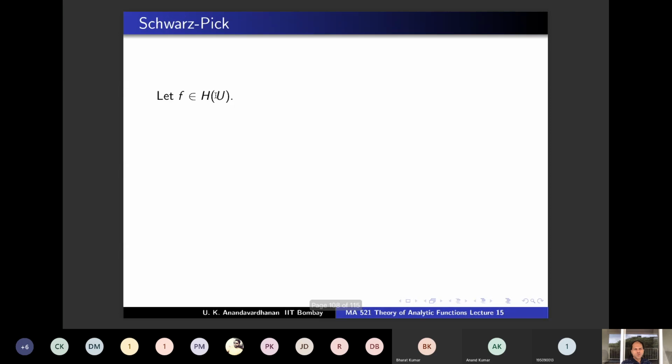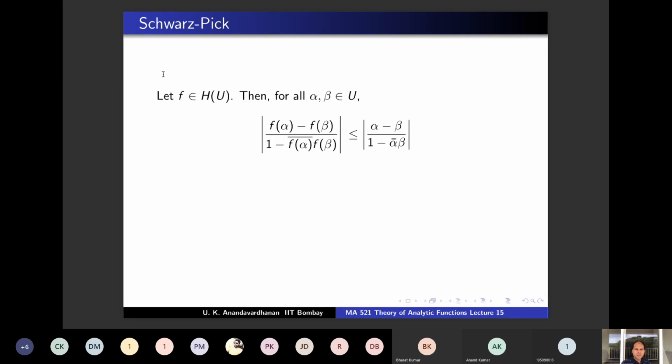That much you assume. So that also I have to change. So if f is in H(U) and norm of f is less than or equal to 1, I think you have to assume that. Then if you take alpha, beta in U, then the modulus of f of alpha minus f of beta over 1 minus f alpha bar f beta is less than or equal to mod alpha minus beta over 1 minus alpha bar beta. So how will you do this? If you are given alpha and beta, how will you do this? Yeah, it needs an argument.